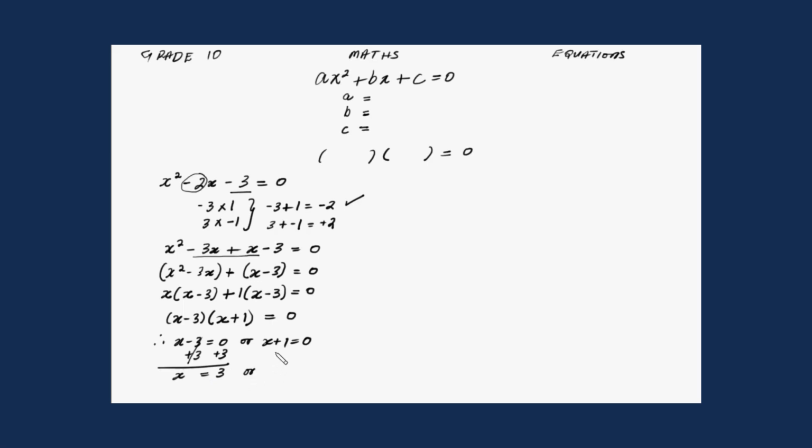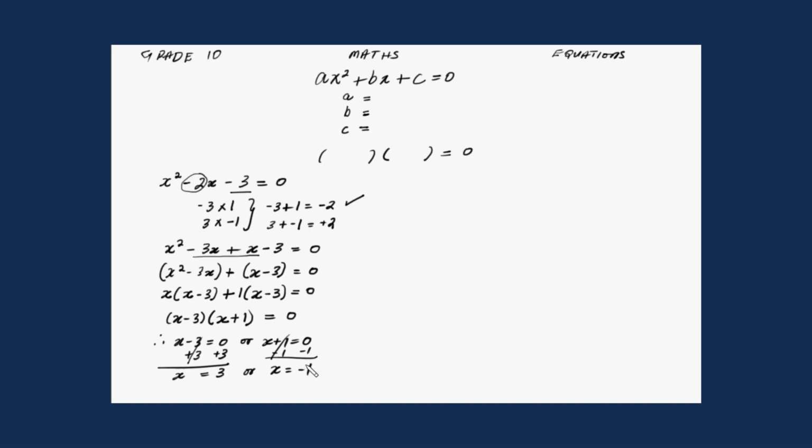Or this side, we will say minus 1, minus 1. So this goes away as 0. So we'll have x is equal to minus 1. So that means these are the solutions of this equation. So when we solve x squared minus 2x minus 3 equals 0, we will ultimately get x is equal to 3 or x is equal to minus 1.